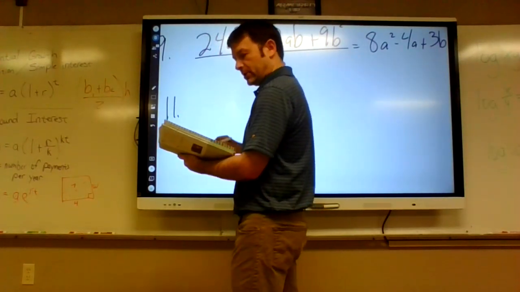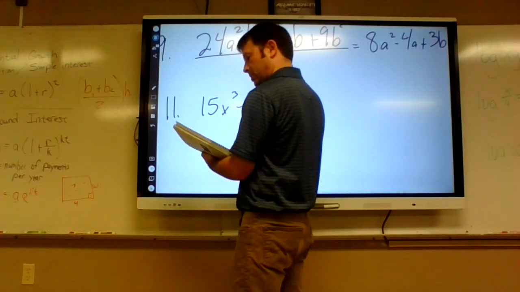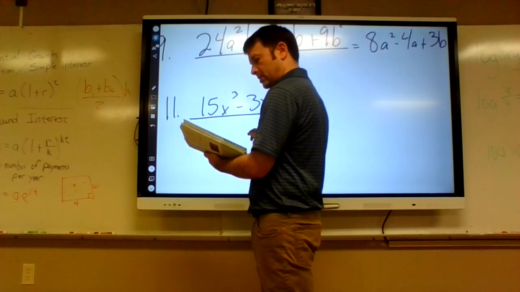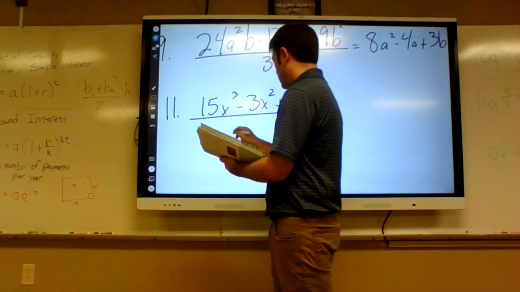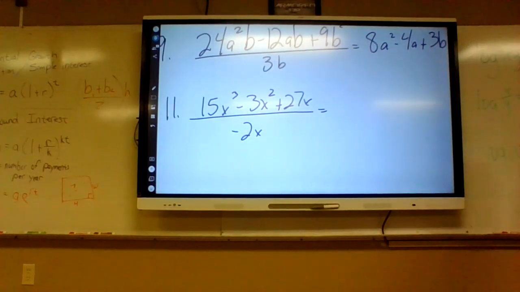Okay, number 11, 15x cubed minus 3x squared plus 27x divided by negative 2x. Alright, this one might throw us off here. What are we going to do with 15 divided by negative 2?